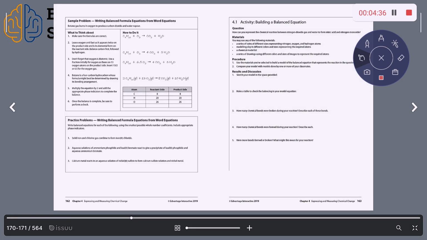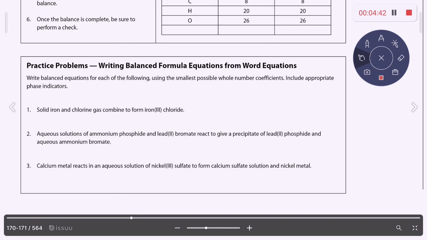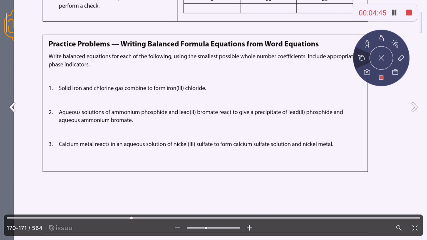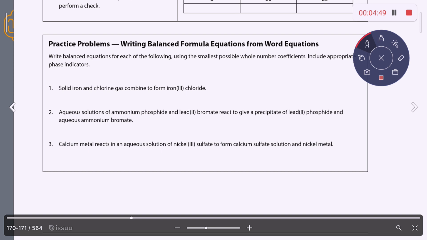I'm going to do one example. Let's go right here to these practice problems. Let's take a look at practice problem number 3. Here we've got calcium metal reacting in a solution of nickel(III) sulfate to form calcium sulfate solution and nickel metal. If they tell you what the states of matter are, or you can deduce them from what is given, then you typically include them.